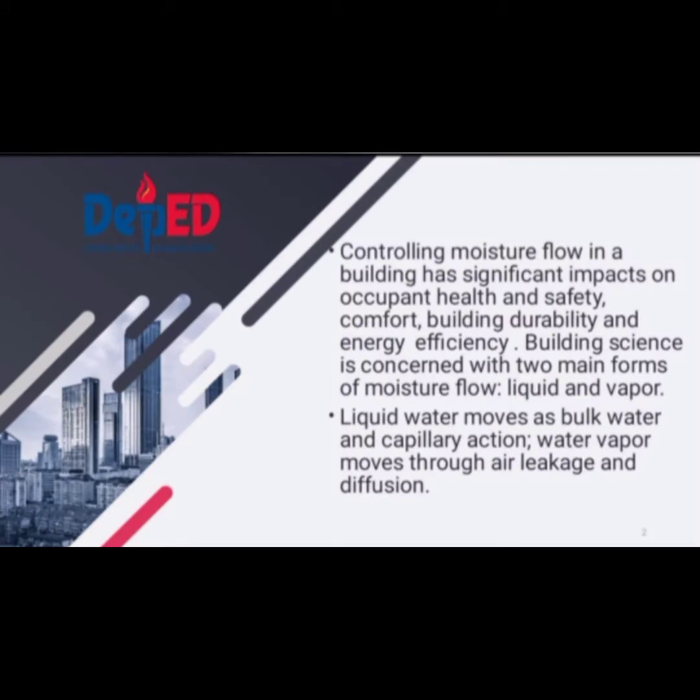Controlling moisture flow in a building has significant impacts on occupant health and safety, comfort, building durability, and energy efficiency. Building science is concerned with two main forms of moisture flow: liquid and vapor. Liquid water moves as bulk water and capillary action. Water vapor moves through air leakage and diffusion.